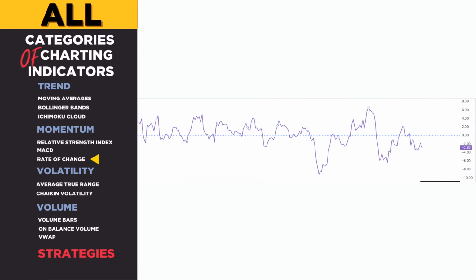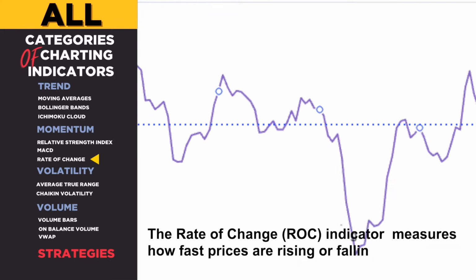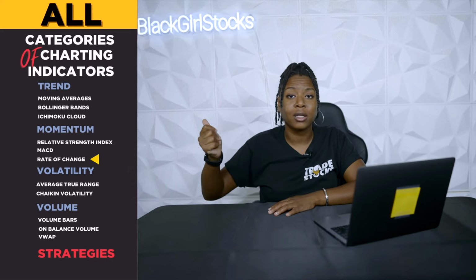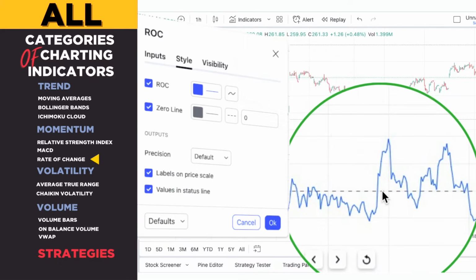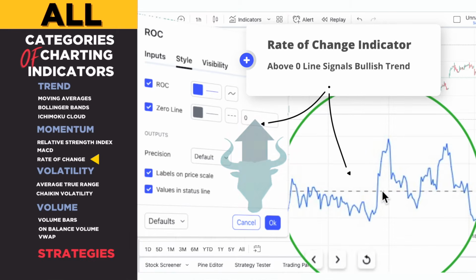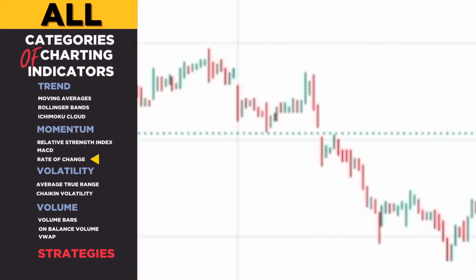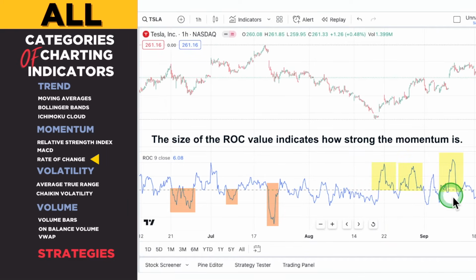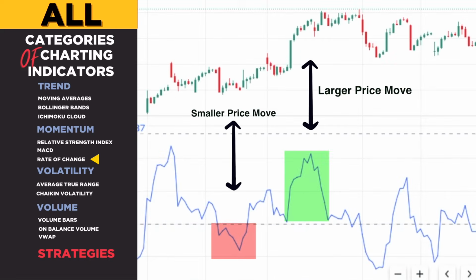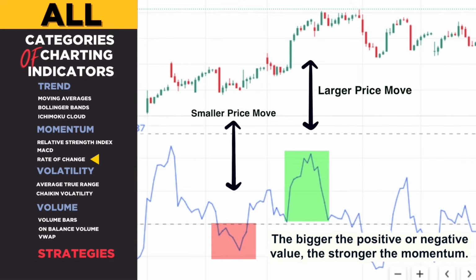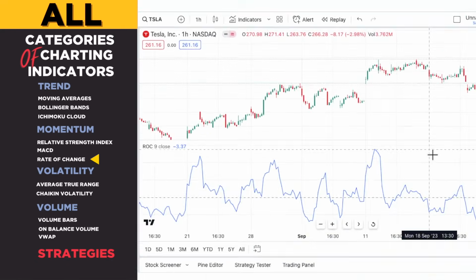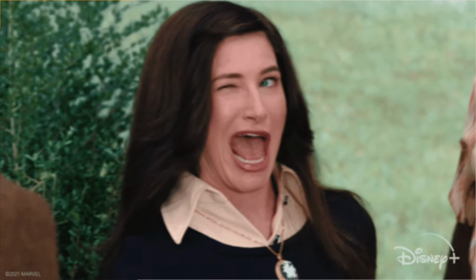Now the rate of change indicator, that's going to measure how fast prices are rising or falling. This indicator is going to help you spot sudden changes in the price. When the ROC value is positive, we're talking upward movement. Happy dance. If the ROC value is negative, then we're going to be looking at downward momentum. The size of the ROC value is important because that's going to indicate how strong the momentum is. It doesn't matter if it's positive or negative, but the bigger the positive or negative value, the stronger the momentum. So whether it's bullish or bearish, size matters here with the ROC.